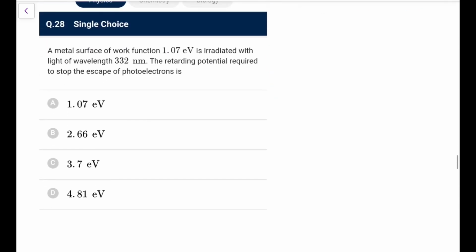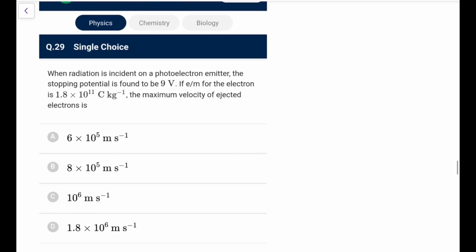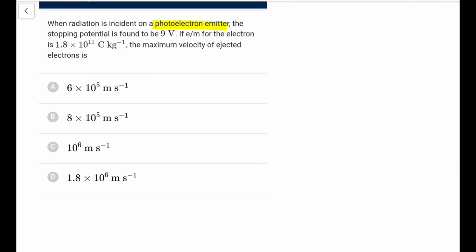Next, a metal surface of work function 1.07 is irradiated with light of 332 nanometers. The retarding potential required? So directly, first of all, K max would be 1240 over 332 minus 1.07. 332 times 3 would be 996, so you are left with 244, that is 2440. So I think it would be 7 times, so that much is enough. 3.7, so approximately 2.63 I can write. So it would be 2.66 eV, that is the K max. The stopping potential should be this in volt, not eV. The unit is wrongly mentioned.